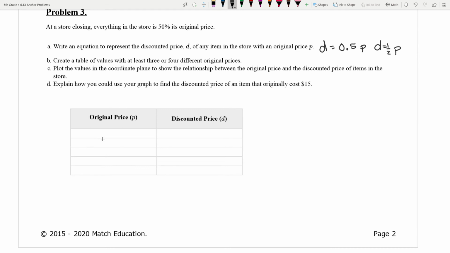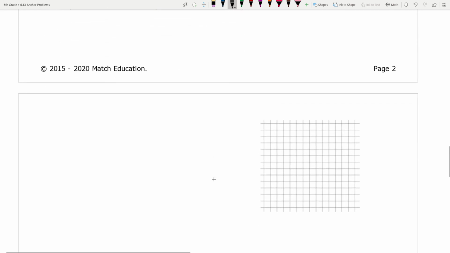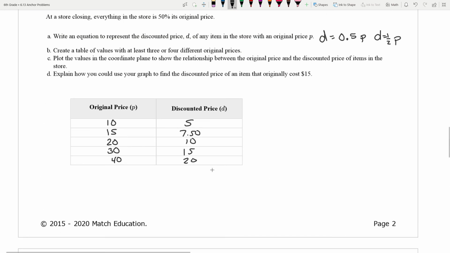Let's do 10, 15, 20, 30, and 40. The discounted price would be 5, 7.50, 10, 15, and 20, which is your discounted price with half of your original. And then graph this, which is conveniently on this piece of paper down here. That's a beautifully drawn line there. Ooh. Making ooh a lot.